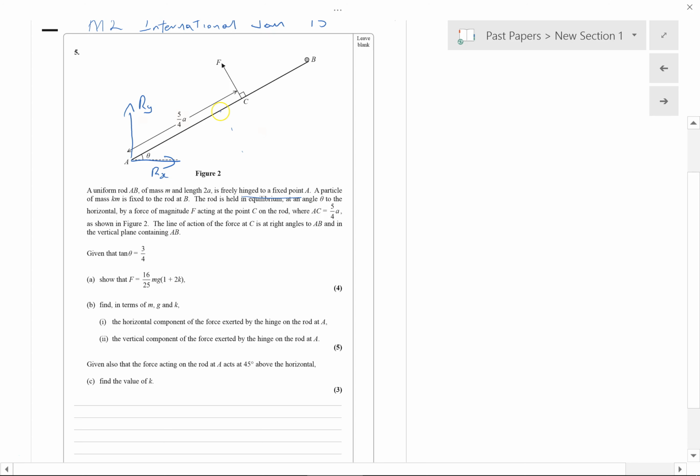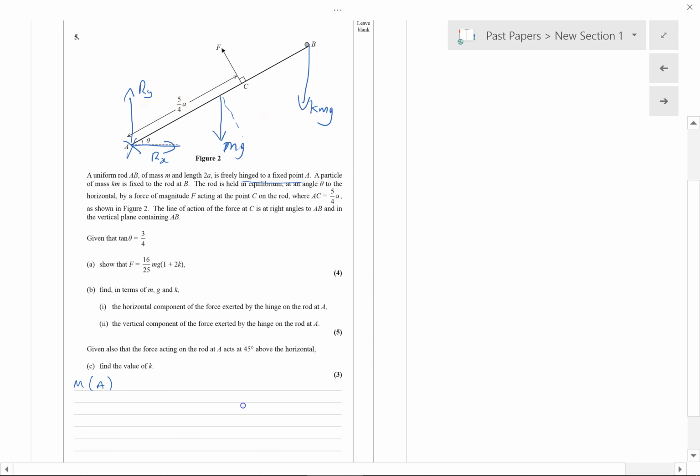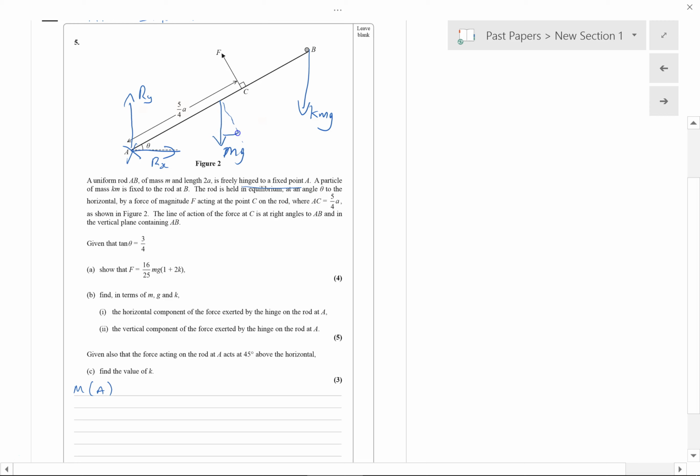We've got a uniform rod of length 2A, so the weight is mg halfway along the rod, and we've got a weight of kmg at B. The first part is to show this bit here. Now, normally it's a good idea to take moments about the hinge, and this is no exception, because the Ry and the Rx are going to come out of the equation.